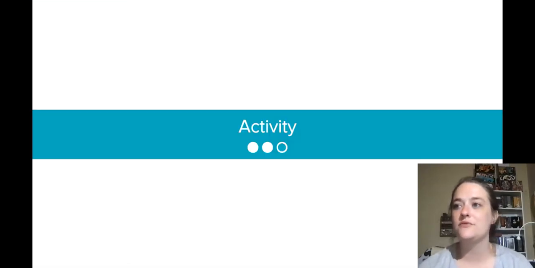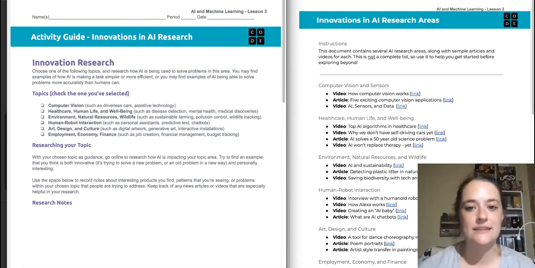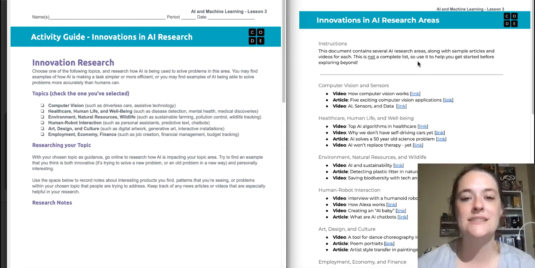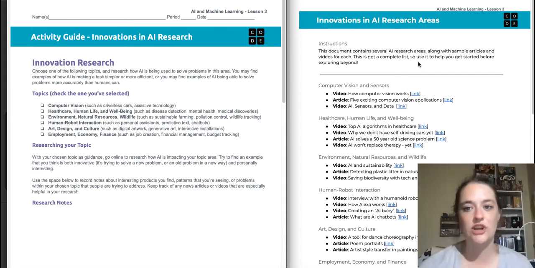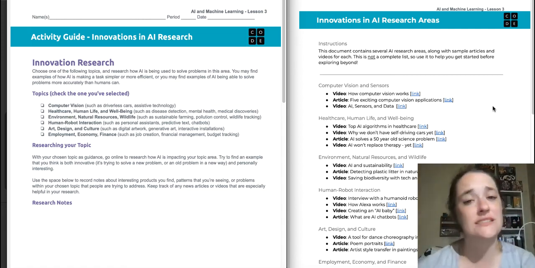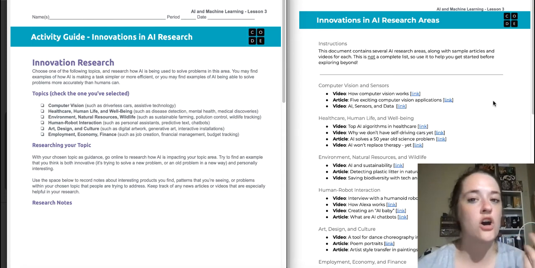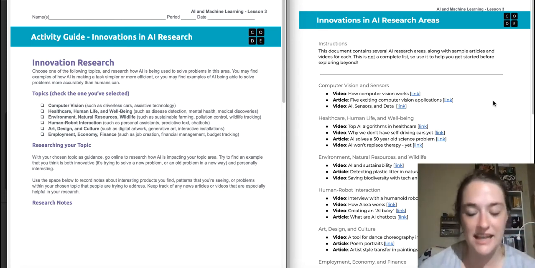For this activity, you will need to download the activity guide and the innovations in research areas. So this document contains several AI research areas along with sample articles and videos for each. This is not a complete list, so use it to help you get started before exploring beyond what's on this list. So they're just examples, but if you have a specific interest, might be sports, might be culinary, if you have a specific interest, please look into that, okay?